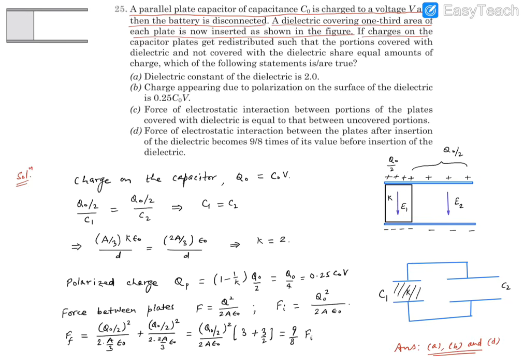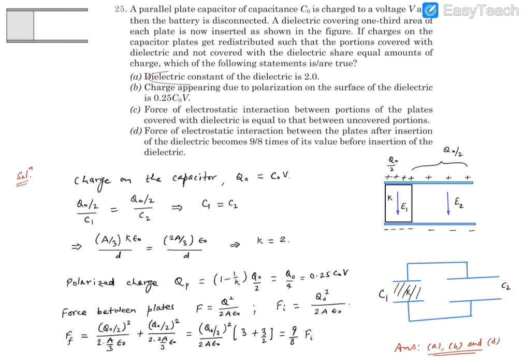If charges on the capacitor plates are redistributed such that the portion covered with dielectric and not covered with dielectric share the same amount of charge. That's how the redistribution is taking place. Which of the following statements are true that we need to identify? So there are options or statements, we need to read them and comment whether they are correct or not.